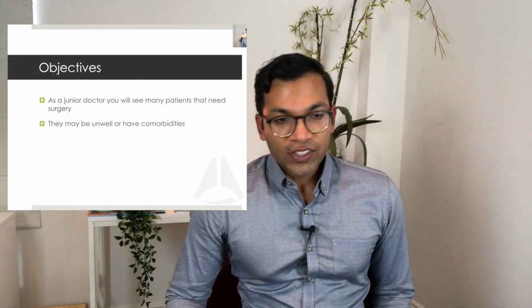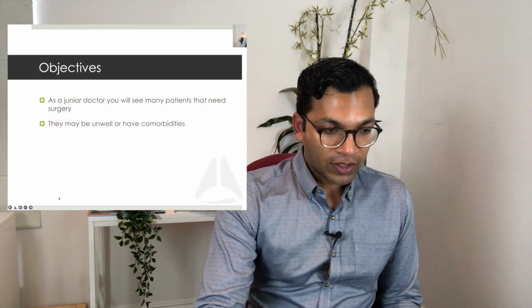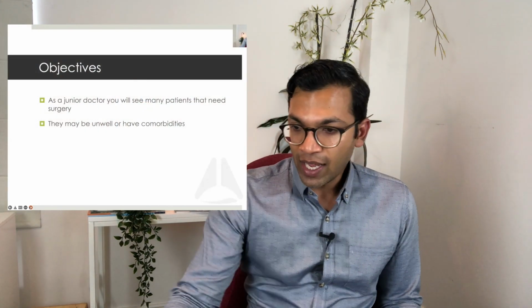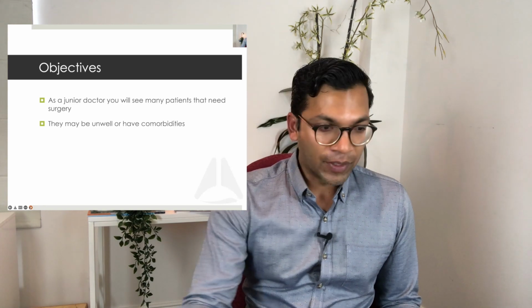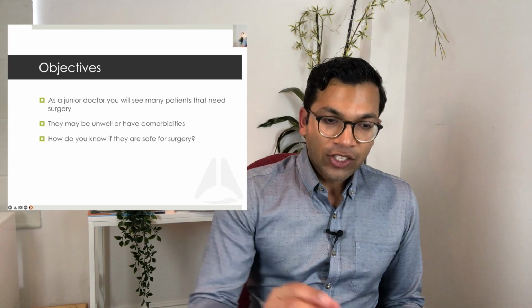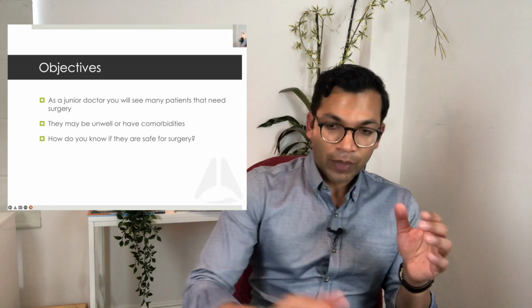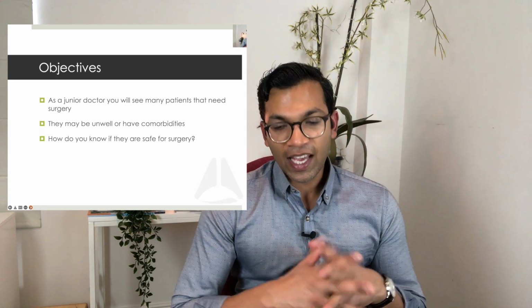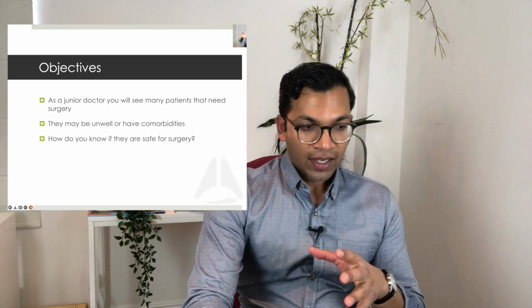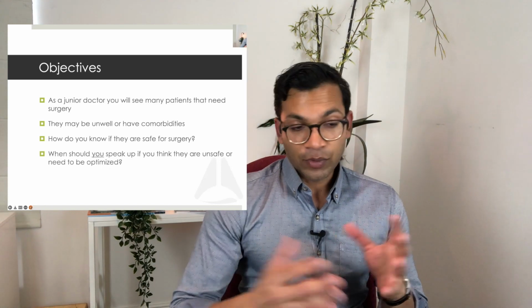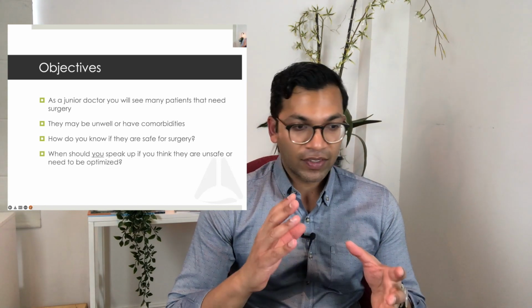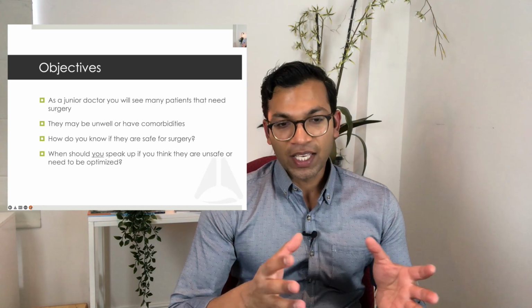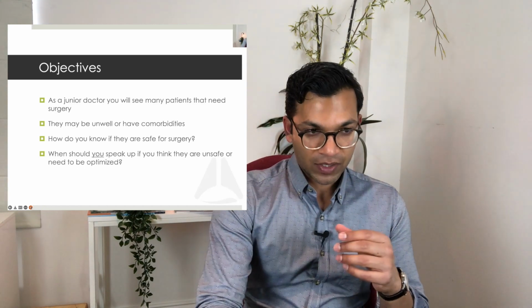So yeah, as a junior doctor, you'll see lots of patients with comorbidities, and they'll be going for surgery, and that is going to be a little bit tricky. So how do you know if they're safe for surgery? Now, that's a really complicated question. And I feel like a lot of people make this question far more complicated, and the answer seems more complicated than it is. So what we're going to go through is all of this stuff in a simplified way, and when you should speak up if you think they're unsafe and need to be optimized as well.